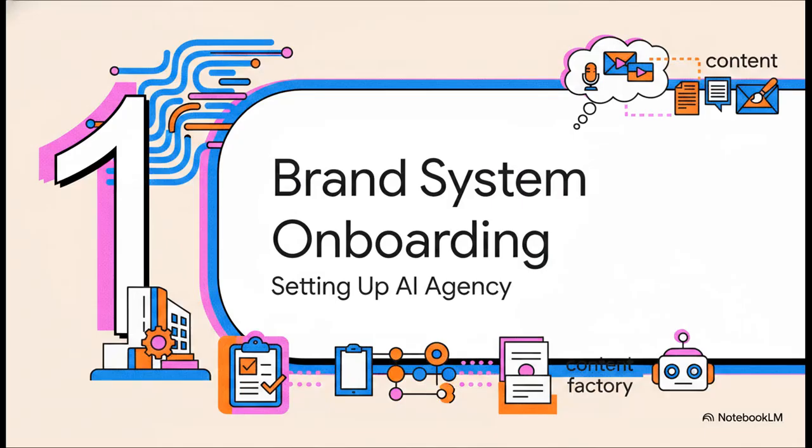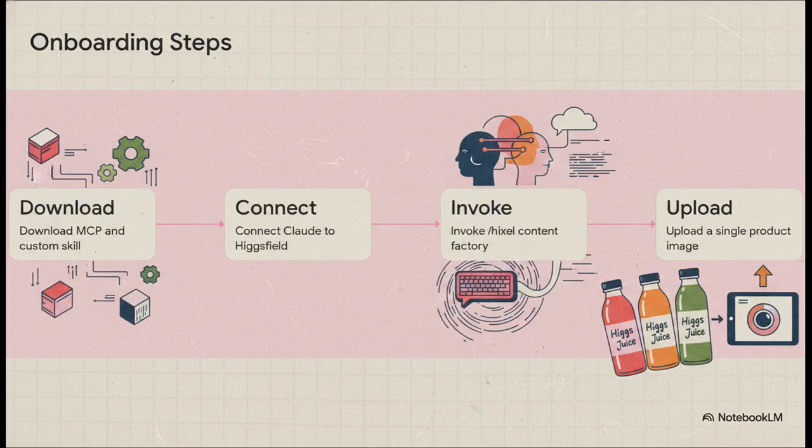Section 1. Onboarding your brand system, or setting up the AI agency. Now, this setup takes mere seconds, but I'm telling you, it unlocks absolutely limitless capabilities. It basically turns a standard AI chat into a fully fledged content factory. The onboarding tutorial is super straightforward. First, you download the Higgsfield MCP and the custom skill. Second, connect Claude directly to Higgsfield by just adding a custom connector in your settings. Third, invoke the system right there in your chat by typing /Higgsel Content Factory.